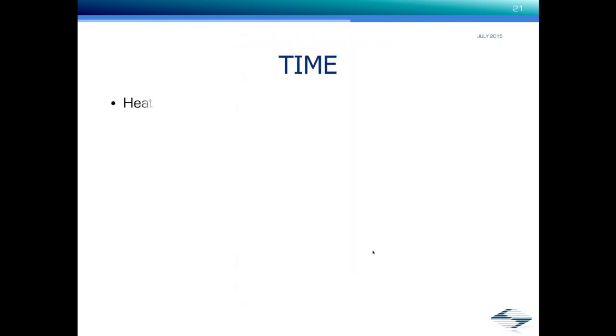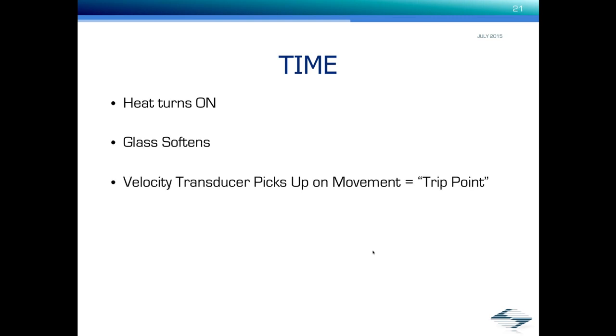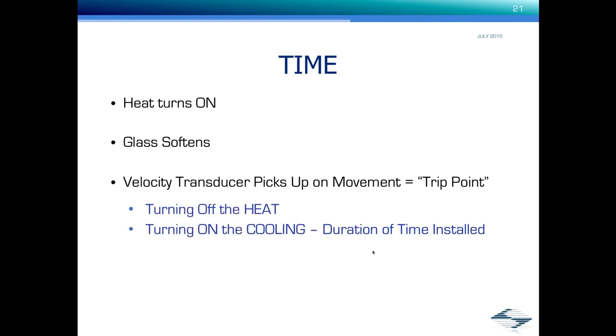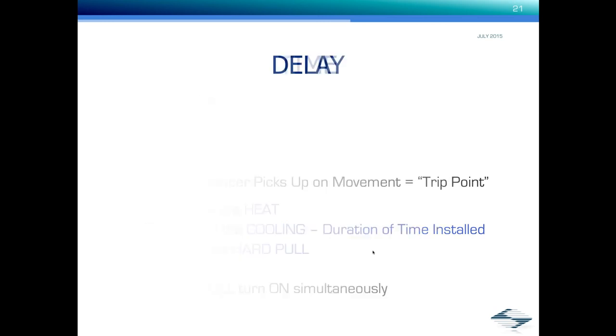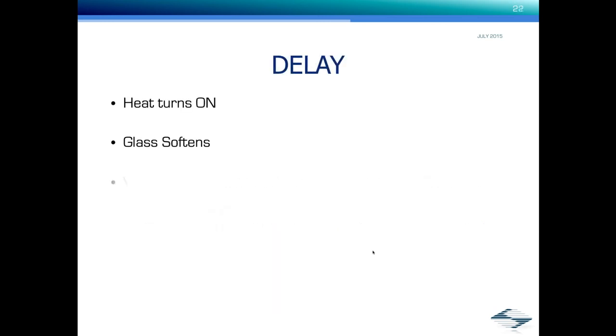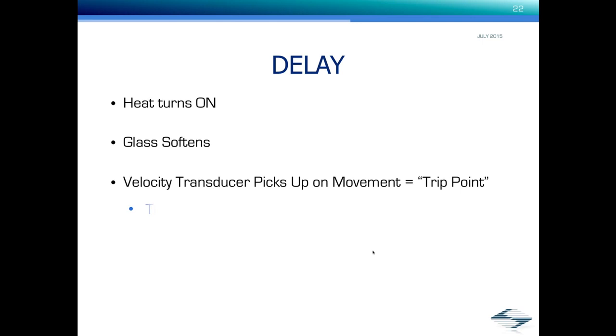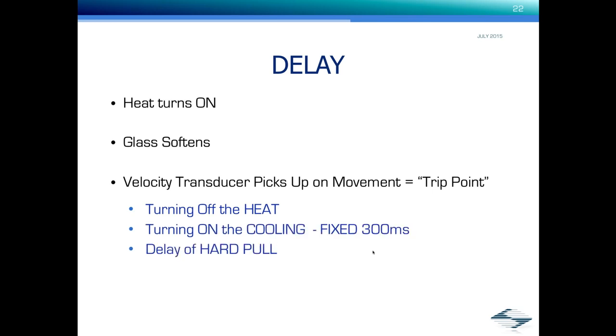Okay, let's go through the time mode here. The heat turns on when you're using the time mode, and the glass softens. The velocity transducer picks up on the movement, and then you turn off the heat, and you turn on the cooling for the duration that you installed, and then you engage the hard pull, and that all happens pretty much simultaneously. In the delay mode, the heat turns on, the glass softens just like before, the velocity transducer picks up on that movement, trip point, turns off the heat, starts that cooling. So then what happens here is you're delaying the hard pull. So you're not engaging the hard pull at the same time, it happens afterwards.